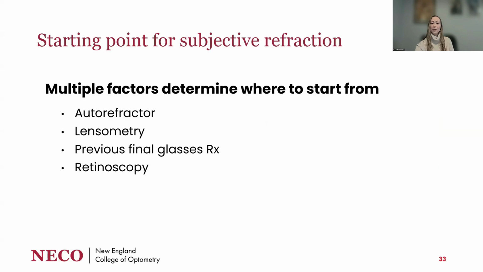There are a few places that you can start from to put into your phoropter. If they are a previous patient, their previous glasses prescription is a great place to start. For a new patient, you can always use an autorefractor and try to put those findings in. This is less accurate for pediatric patients who are able to accommodate a great amount, so I would recommend starting with your retinoscopy for pediatric patients. You can also put in previous glasses prescription if the patient brought in their lenses and conduct lensometry to find out what they're wearing currently.